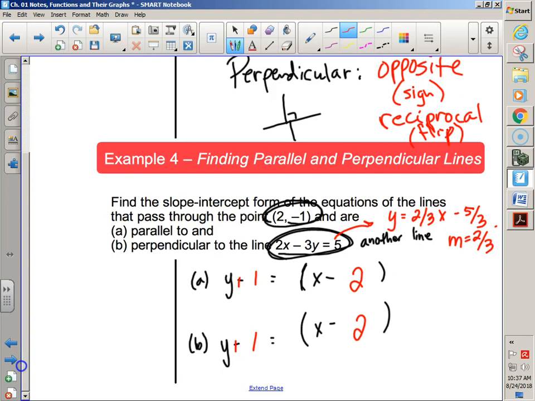Help me just finish off real fast. What do I do for parallel? Keep it the same. Distribute, get y by itself. This one, negative 3/2. Change the sign and flip.